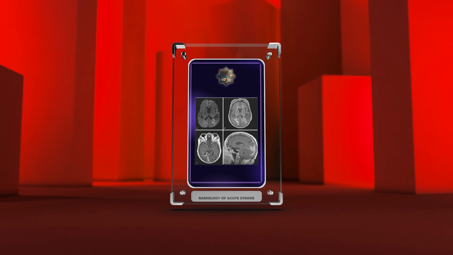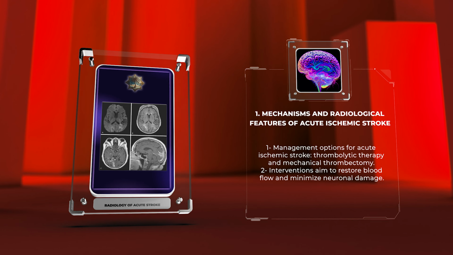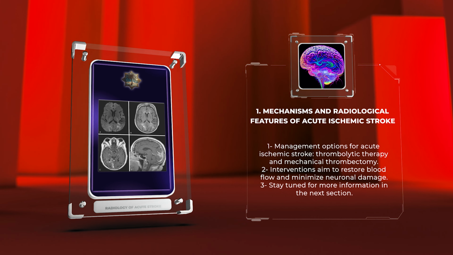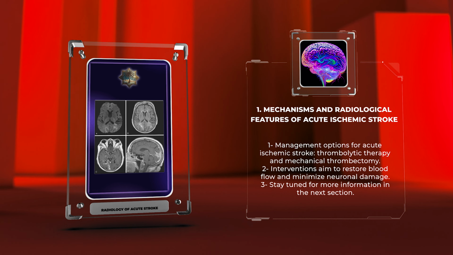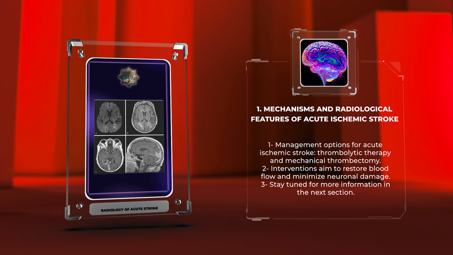Now, let's dive into our first topic of discussion. In the next section, we will discuss the management options for acute ischemic stroke, including thrombolytic therapy and mechanical thrombectomy. These interventions aim to restore blood flow to the affected brain tissue and minimize neuronal damage. Stay tuned for more information.